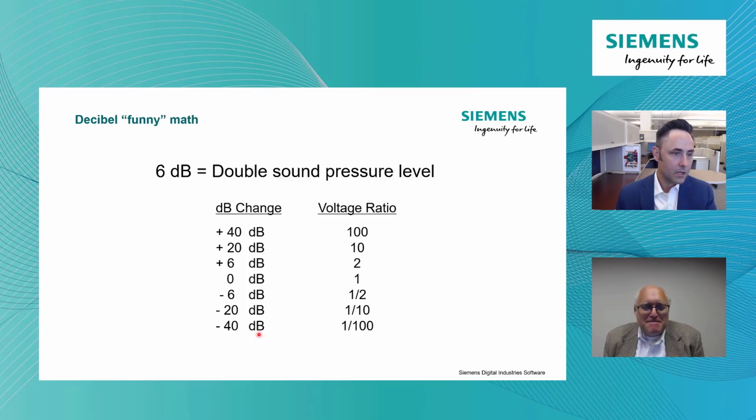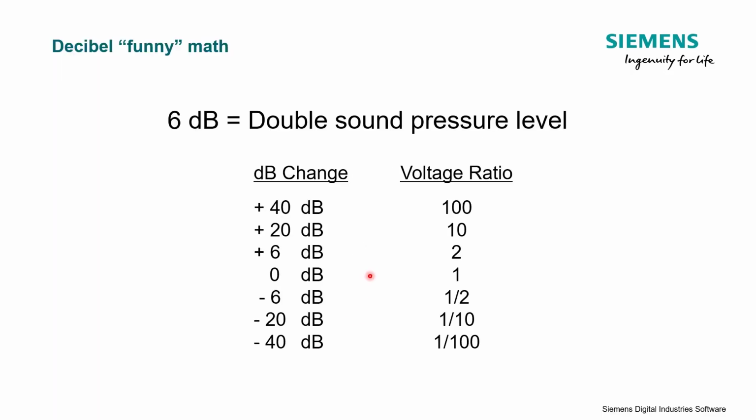Yeah. So I just like to show this. 6 dB is really just a factor of 2. If you drop 6 dB, like Pete just mentioned in his example with his boss, he went down 6 dB, cut the sound pressure in half. 20 dB relates to a ratio of 10. 40 dB is a factor of 100.